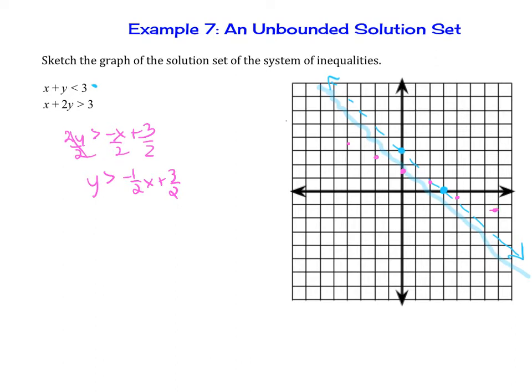Okay, and again, that's dashed as well. And greater than means I'm going to shade above that line. So I'm going to be shading here. So therefore, the solution of the system is going to be between these two lines, from here to here.